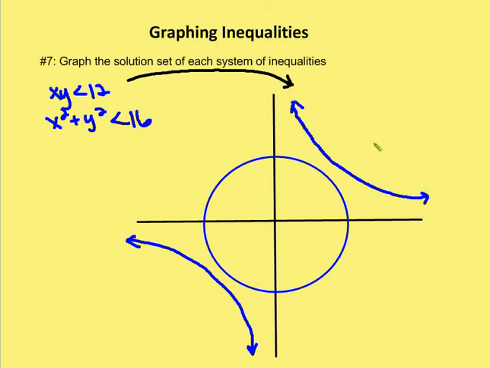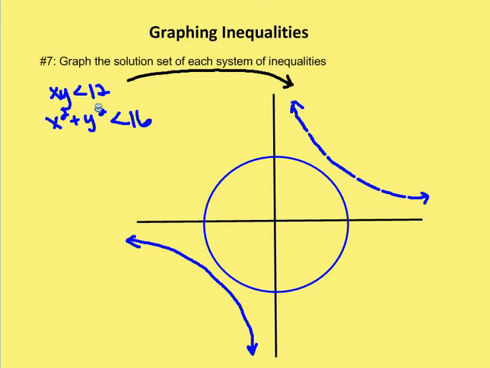In the third part of this problem, we have yet another requirement to graph the solution set of each system of inequalities. First, we graph x times y is less than 12, and we have these two shapes here, and they should be dashed.